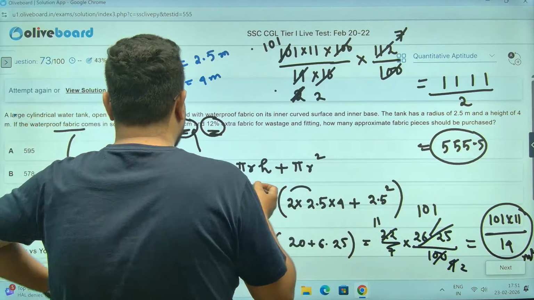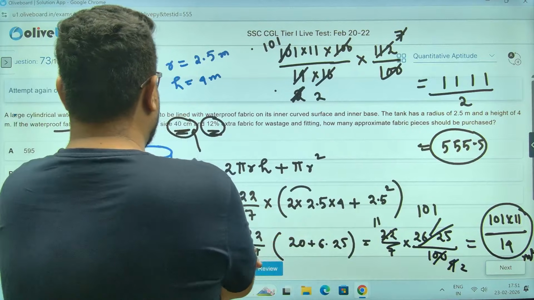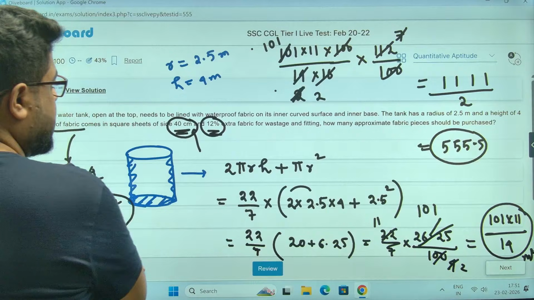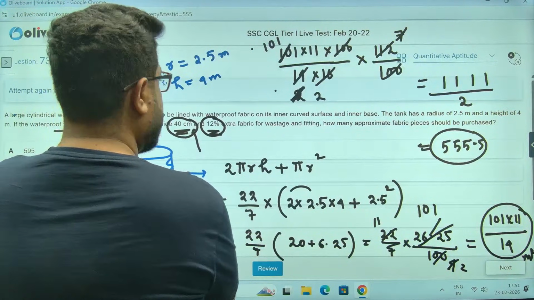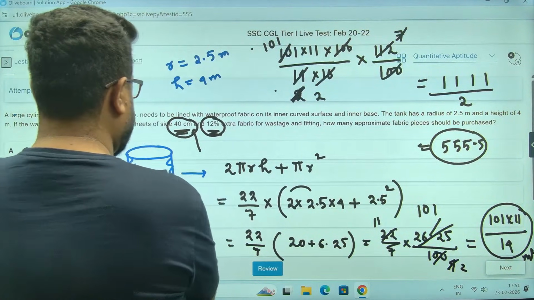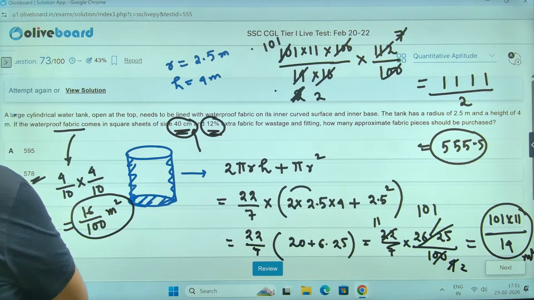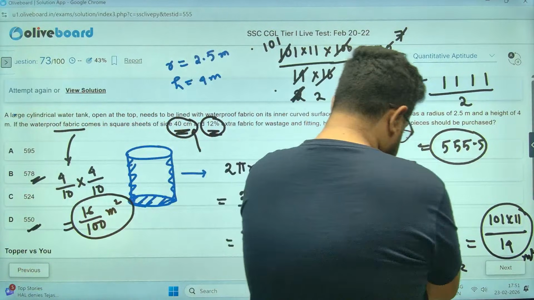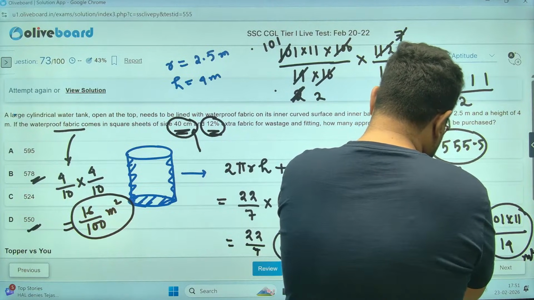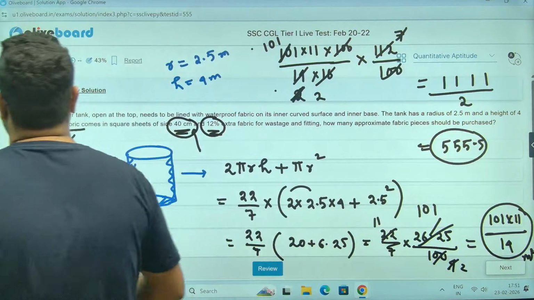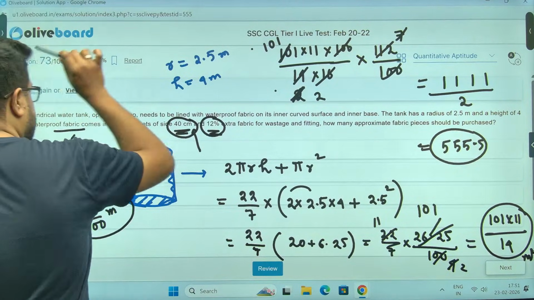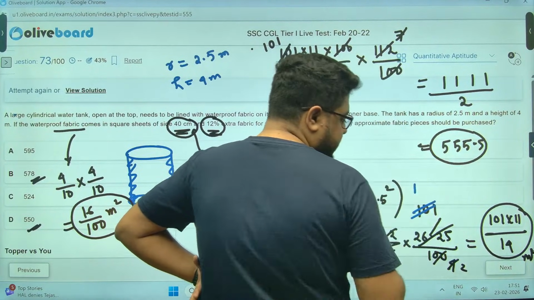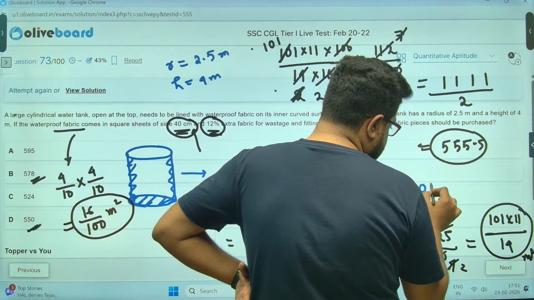2 pi r h, and only one side of the base. Height of 4. Here, 25 ones are 25. Arey yaar, I have made an error in this calculation. Sorry. This is 25. 25 ones are 25. 125 na. 105 will this be.